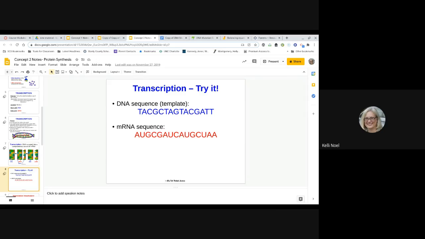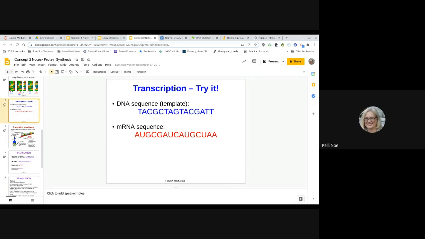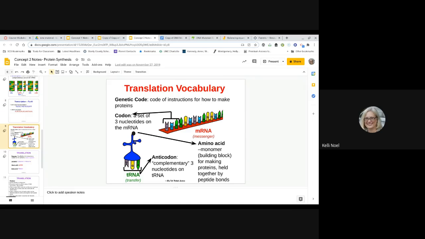All right, once it gets out into the cytoplasm, we have some terms that you need to be familiar with. Genetic code. That's the next part. Genetic code is the code of instructions for how to make proteins. A codon is a set of 3, and you may want to draw the arrow on your notes so that you know what I mean by codon. It's a set of 3 nucleotides.